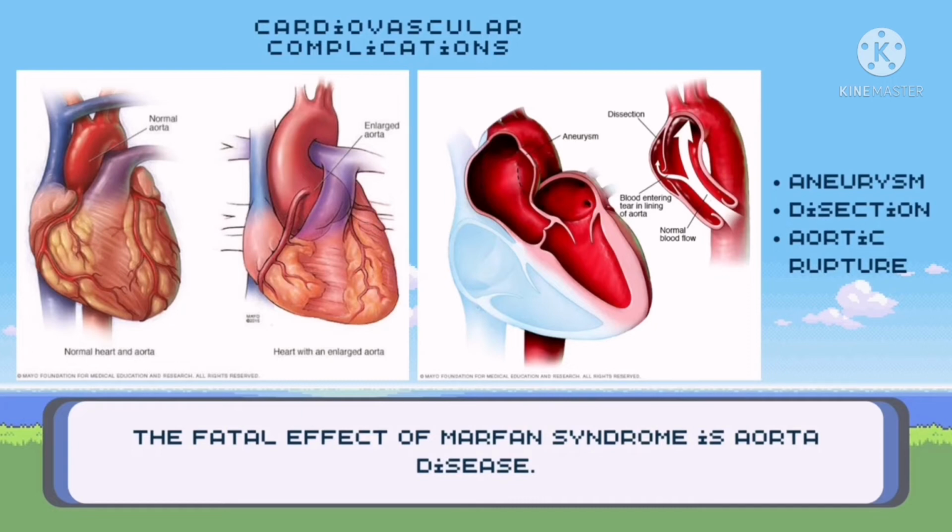Aneurysm occurs when there is an enlargement of the aorta that weakens the wall. Next is dissection. It happens when the inner wall of the aorta has a small tear that allows blood to be squeezed into the wall, obstructing normal blood flow. Lastly is the aortic rupture, which is a full tear that makes blood escape the vessels. All cardiovascular complications can cause death, so surgical treatment is needed.